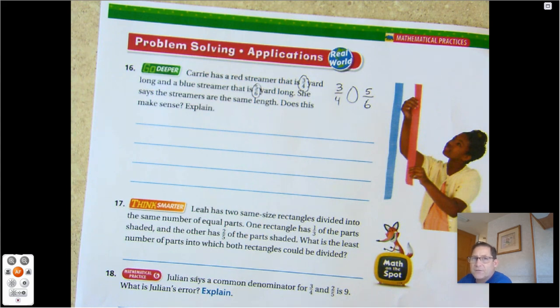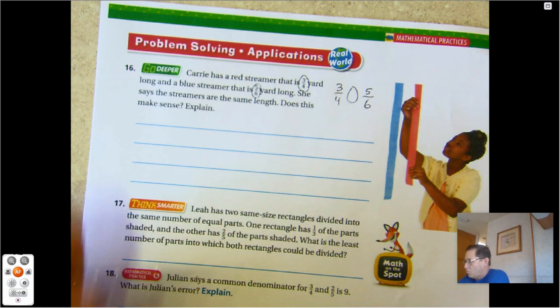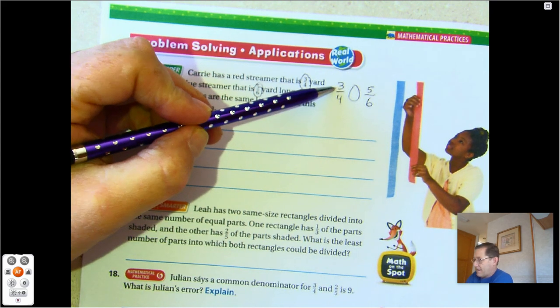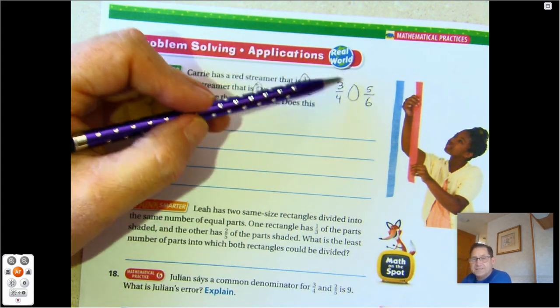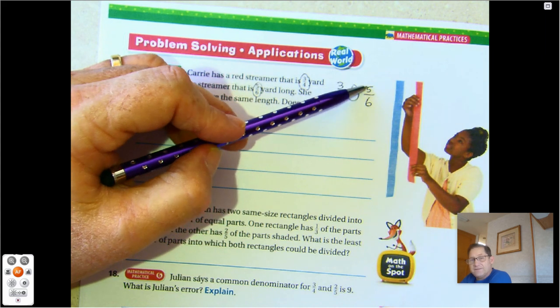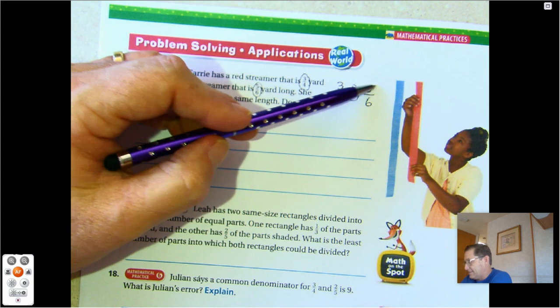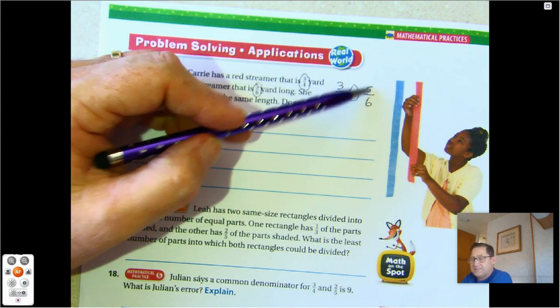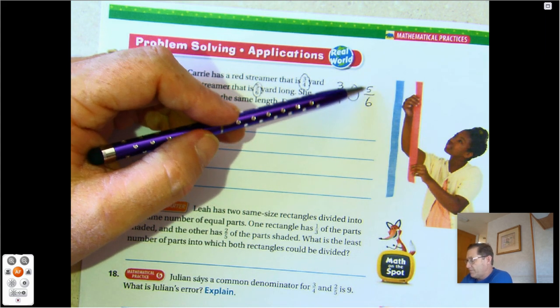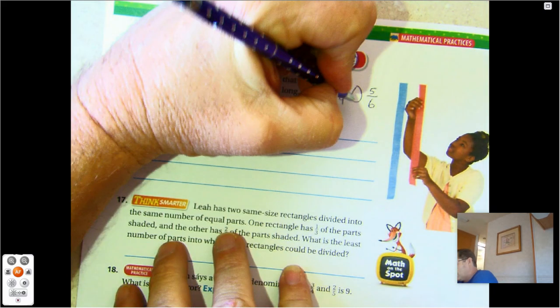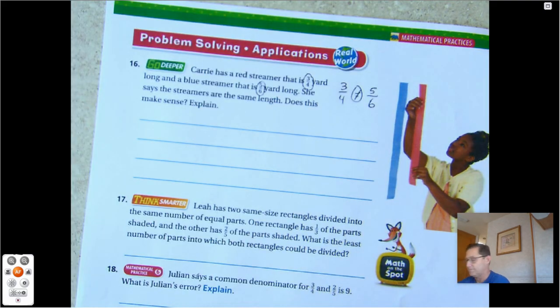I can also compare them with the idea that if they're in simplest form, they should match. Well, 3/4: 3 is a prime number, and 3 is not a factor of 4, so 3/4 is in simplest form. 5 is also a prime number, and it is not a factor of 6. So 5/6 is in simplest form. If they're both in simplest form, they should match, and they don't. So my initial thought is, yeah, they're not equal.